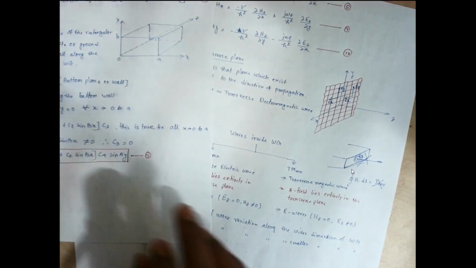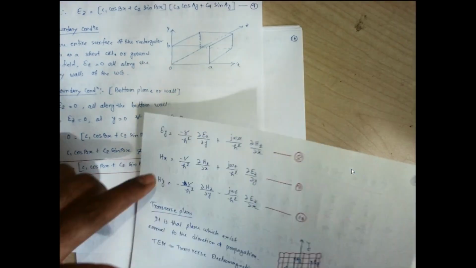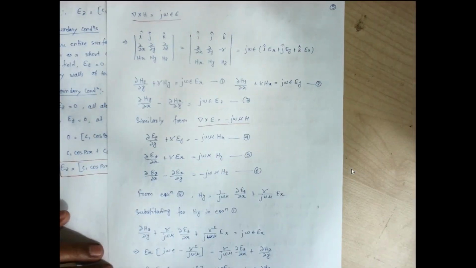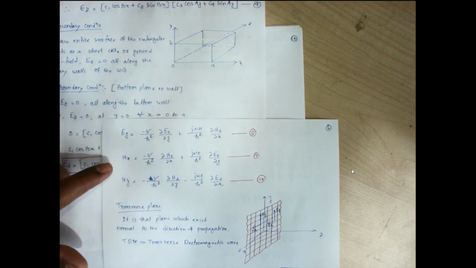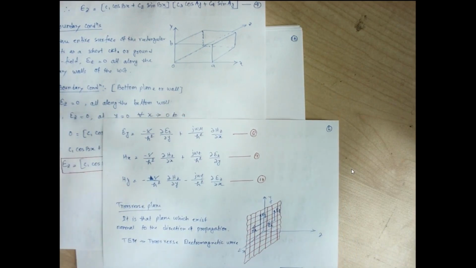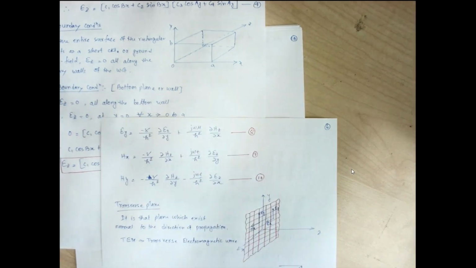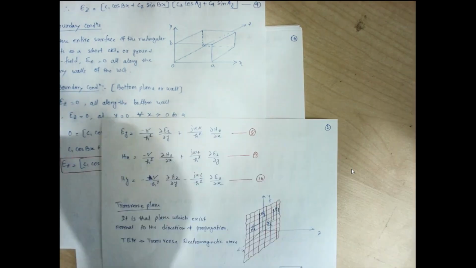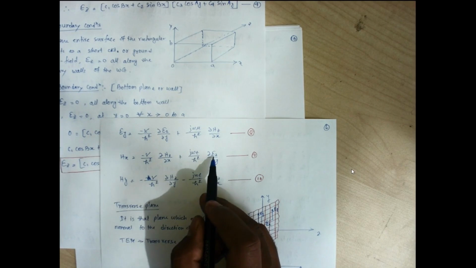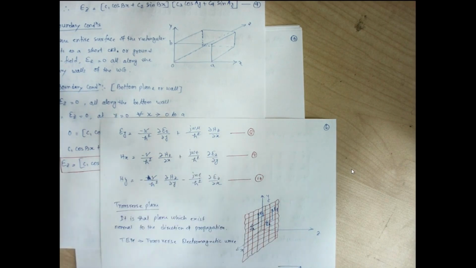So how have we derived these field components? By taking this Ez value in all those four field components, starting from Ex, Ey, Hx and Hy. Here, since it is a TM wave, meaning transverse magnetic wave, no magnetic field will exist along the direction of wave propagation, right? So we have taken only Ez here, taken the derivative, and found all the field components.